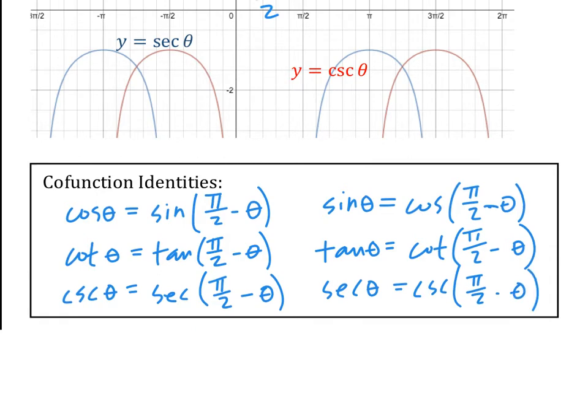As long as you remember the relationship, you can write these yourself. You don't have to copy it down, right? You just know it's pi over 2 minus theta and the two graphs that are the most similar to each other.